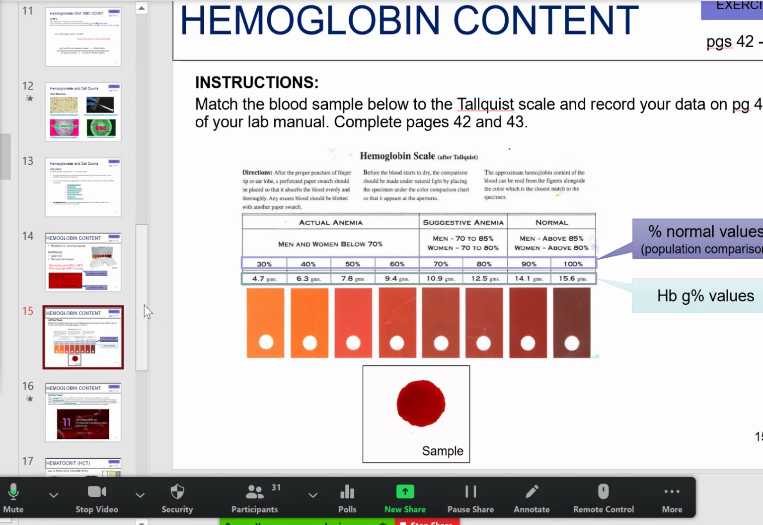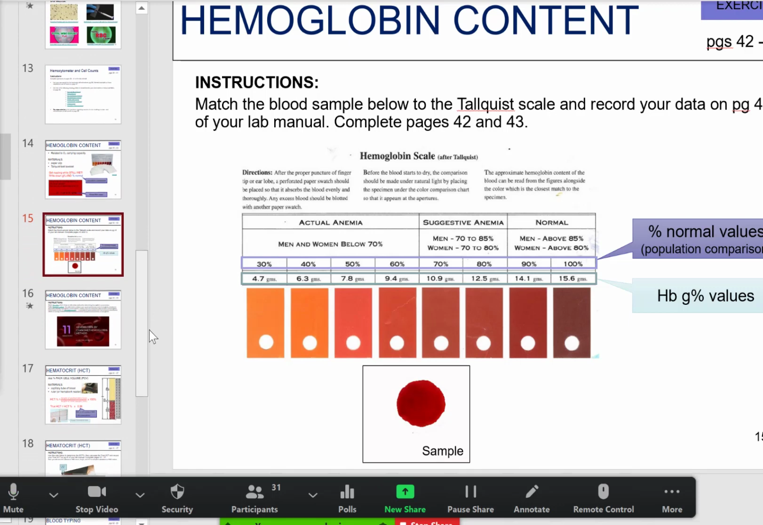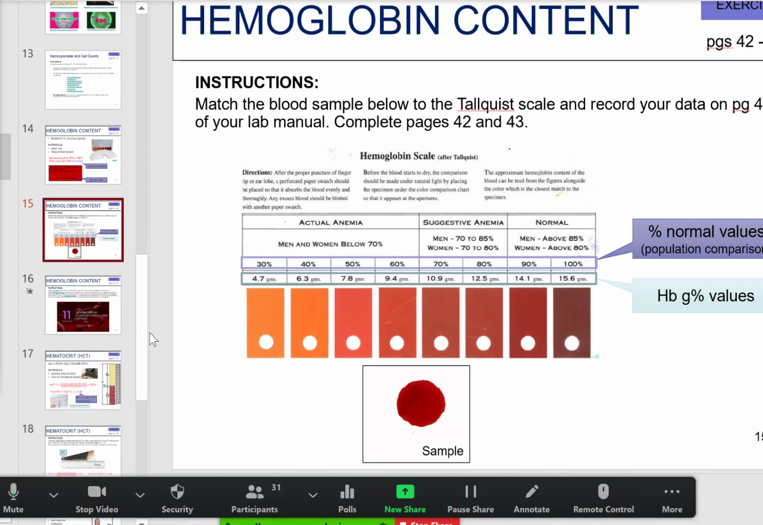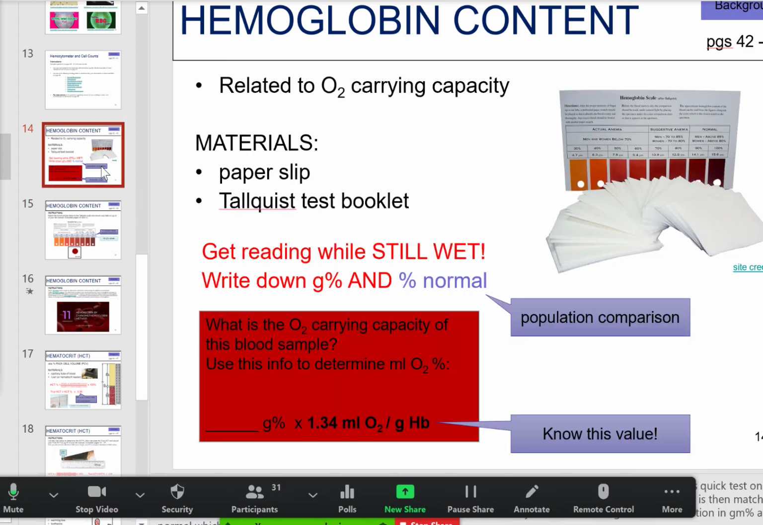Now, in your PhysioEx, another one that you're going to be doing, you don't use the Tallquist test. Instead, you use a machine called a hemoglobinometer, and I'm going to talk about that in just a moment. But in your lab manual, the hemoglobin grams percent, you're supposed to multiply it by the amount of oxygen that can bind to each gram of hemoglobin. Again, that number would be 1.34 milliliters of oxygen for every gram of hemoglobin. And this determines a patient's oxygen carrying capacity.